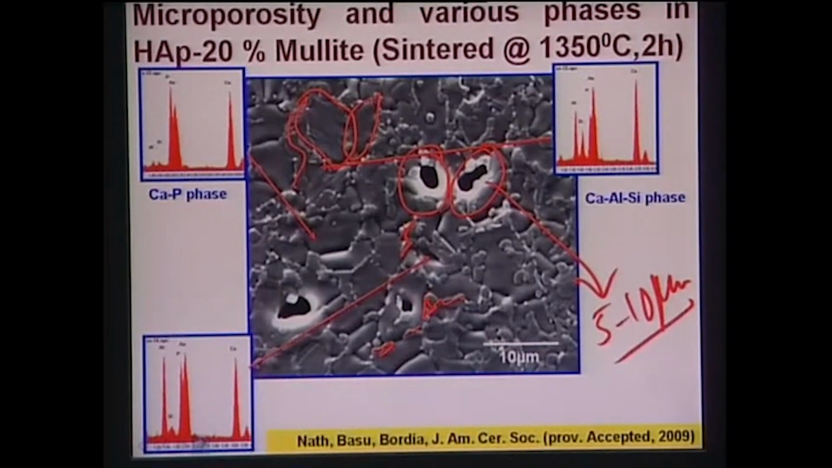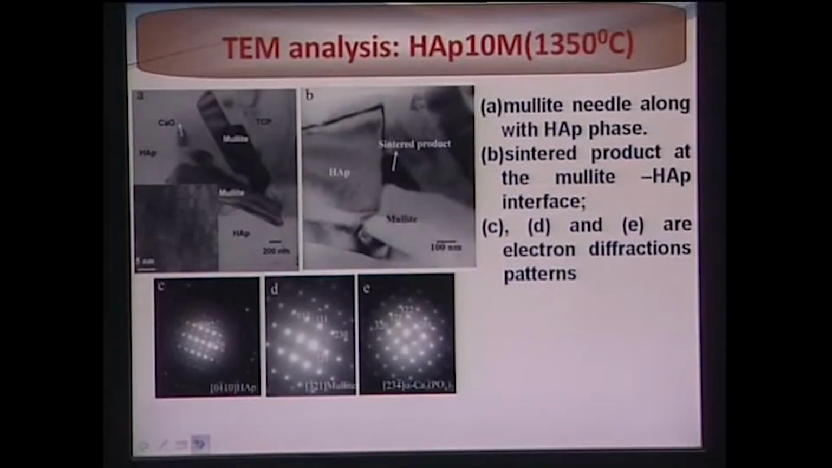Now, more analysis was carried out using the transmission electron microscopy. Now, what you see here, that mullite is the needle like structure, okay, and these mullite particles are dispersed in the microstructure, and there is sintered reaction product, and this sintered reaction product is nothing but C2AS, that is 2 calcium oxide, alumina and silica, that is calcium aluminosilicate.